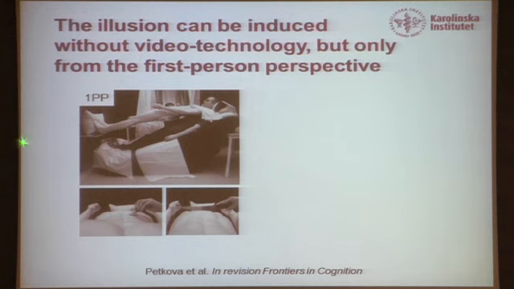We just took a normal shop mannequin and took off the head. Now the person is lying on a bed like this, and we placed the mannequin on top of the test person. So when you look down, you see this mannequin body. And then we can reproduce the illusion.